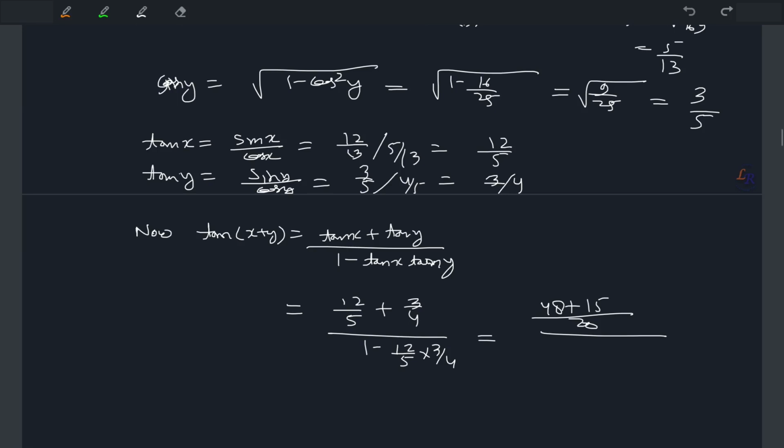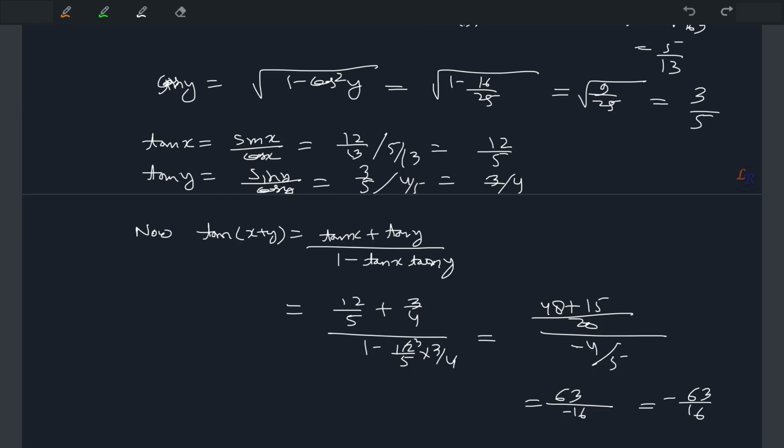So if you solve you will get 63 over 20 divided by minus 16 over 20. Now you solved it, so you will have 63 divided by, the 20 will cancel, so it is minus 16, right? So it will be minus 63 by 16.